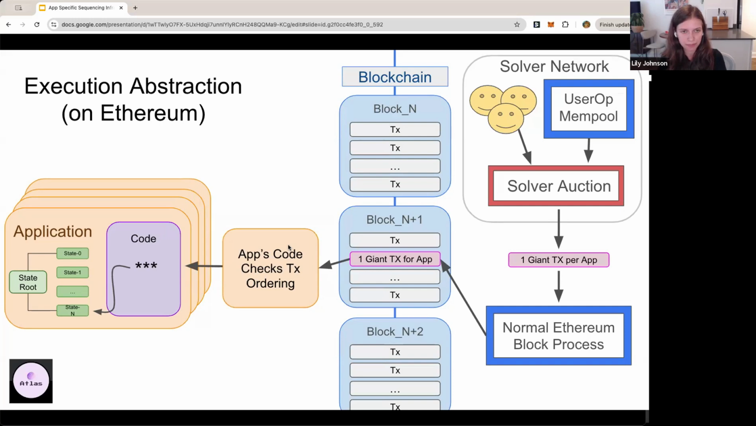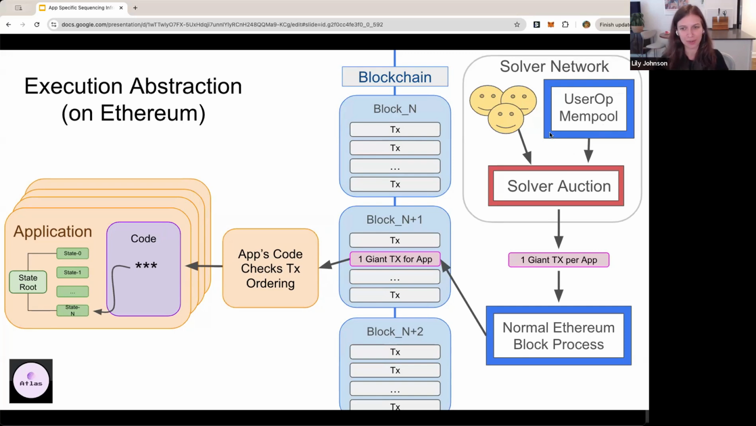I may be wrong on that, but execution abstraction gets its name from account abstraction. For applications, the way that their transactions or their blocks are constructed is that they rely on what's called the FAT-TX model, which is basically one giant transaction that contains all of the user operations or user intents that they would like to be sequenced through the application. So the main takeaway is, who's deciding inclusion? It's the solver network typically in execution abstraction.